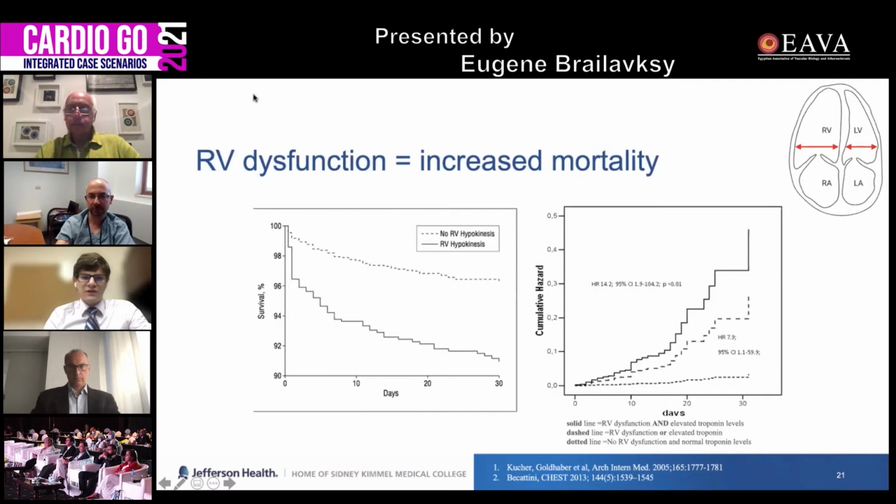So this is looking at RV dysfunction, and we know that if patients with acute PE have evidence of RV dysfunction based on RV hypokinesis or further stratified by positive biomarkers and RV dysfunction, they're at a significantly increased risk of early mortality and poor outcomes.